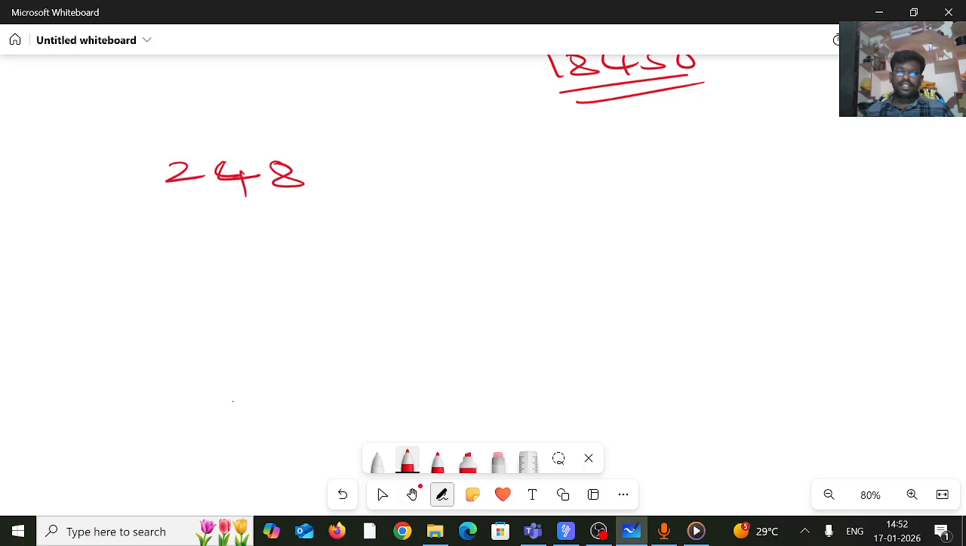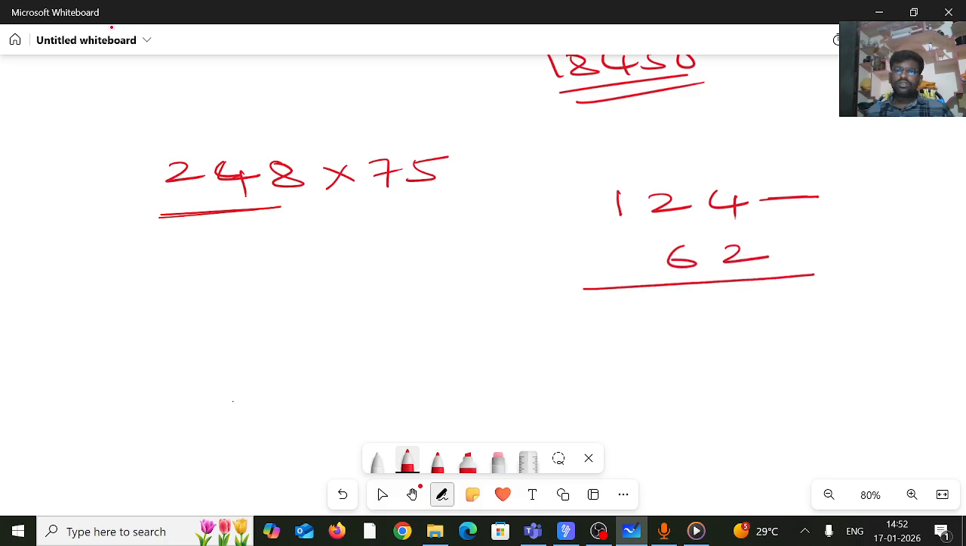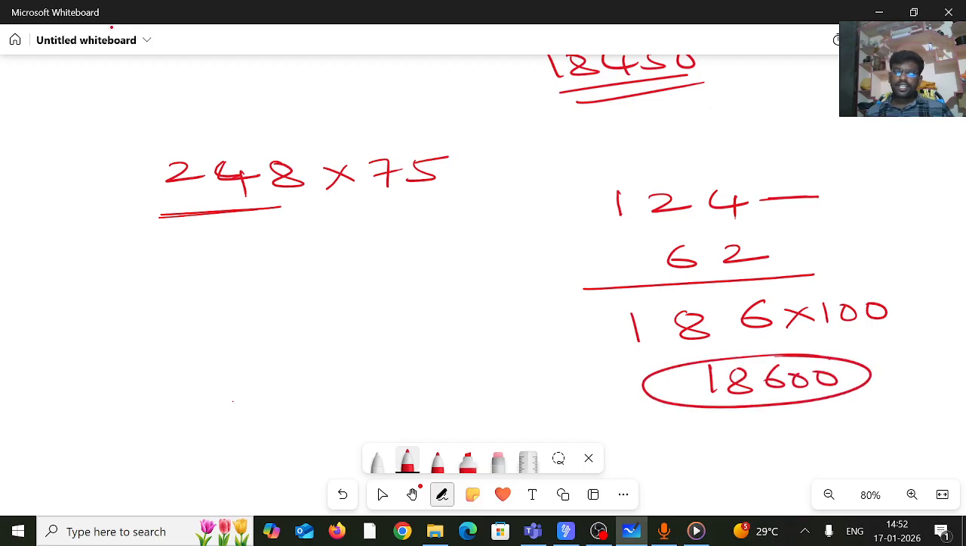248 multiplied by 75. Look at here. First find out the half of this 248, 124, and then again half of this number, 62, and then add these two numbers, 186, multiply with 100. When you multiply with 100, you will directly write down zeros beside that number. This is the actual phenomenon behind the multiplication of 75. I will give another examples also.